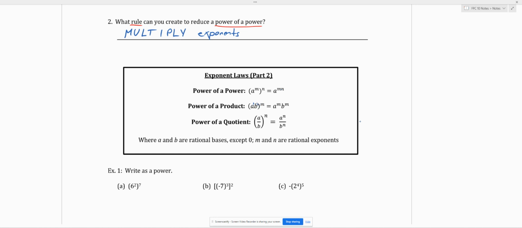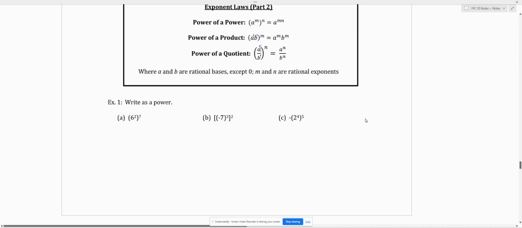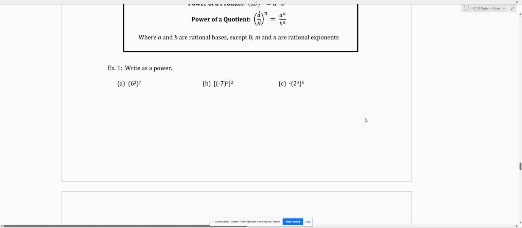M times 1 gives me a to the m, b to the m. Same thing here if it's a quotient. So it's kind of like the distributive law or feeding the chickens. I bring the n in, but the exponents must multiply with exponents. Remember that. Okay, so let's apply this new law called the power law or the power of a power law.